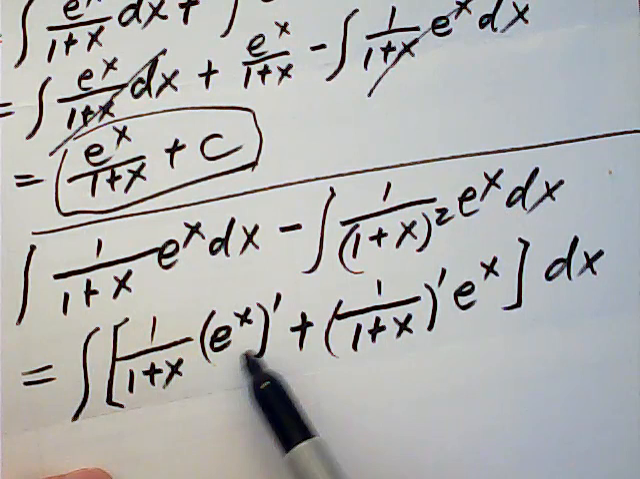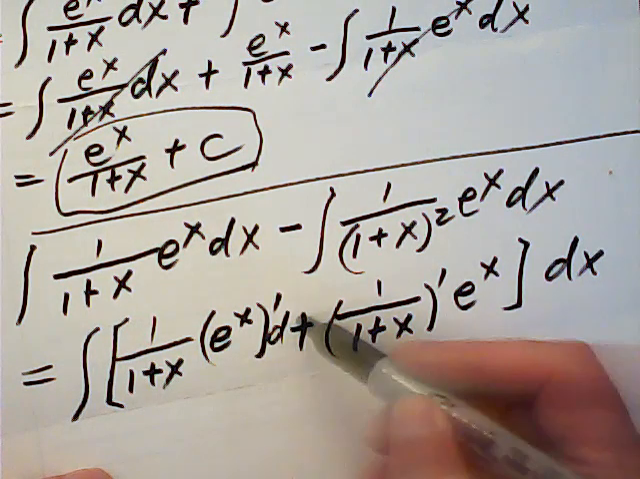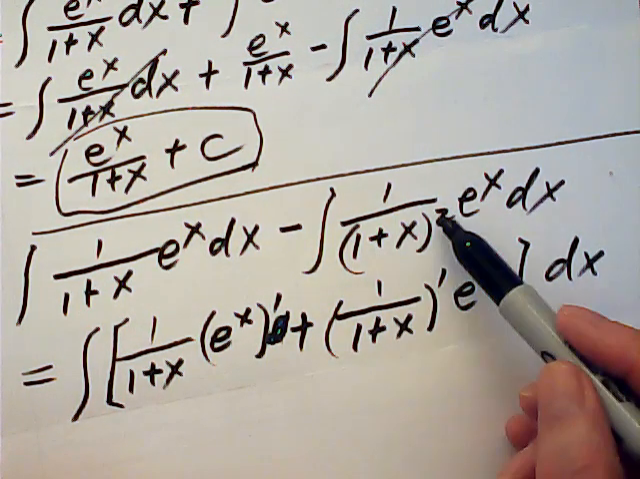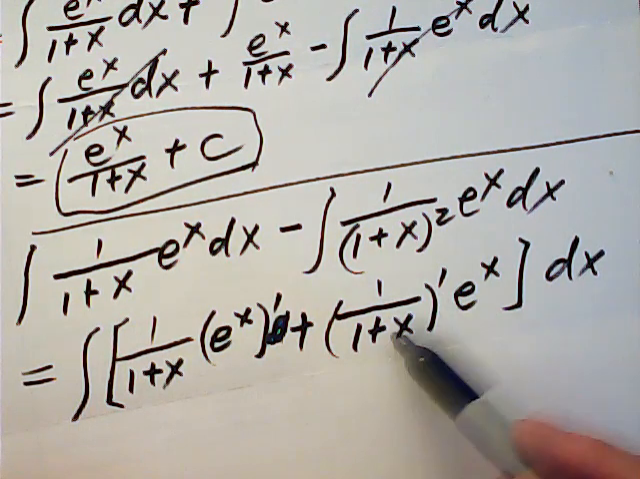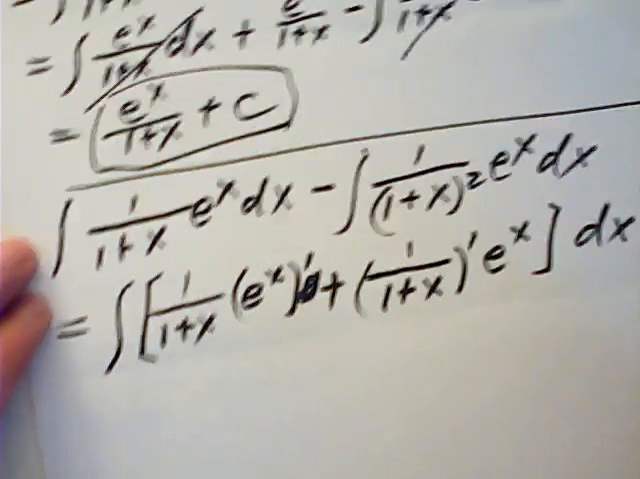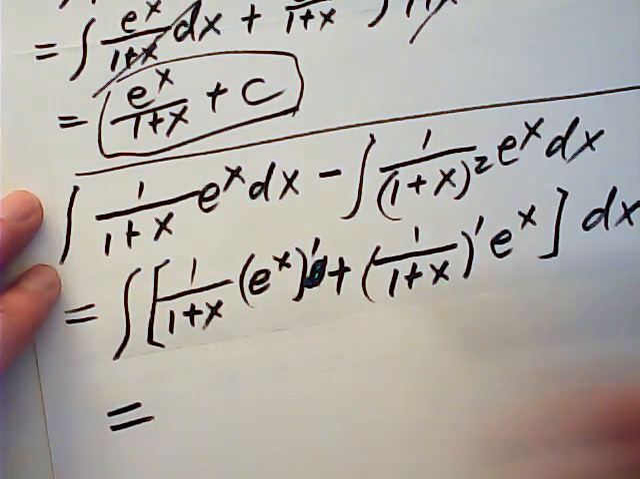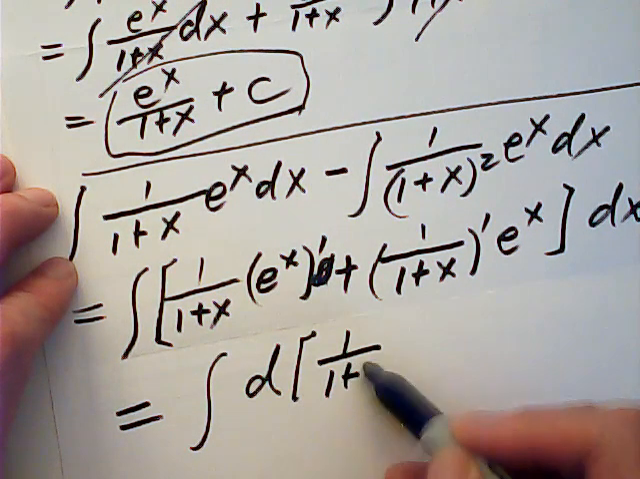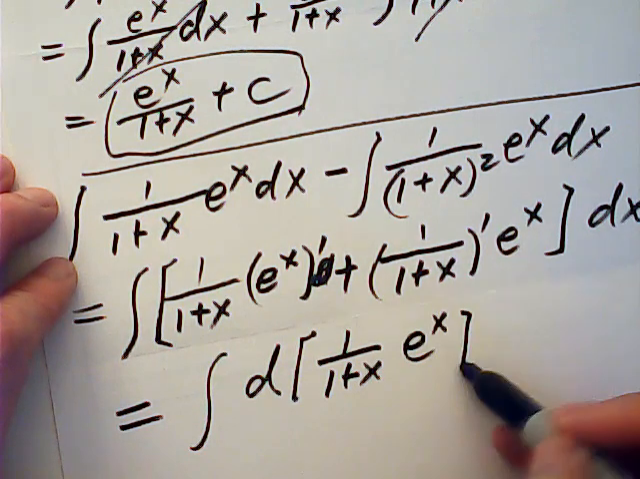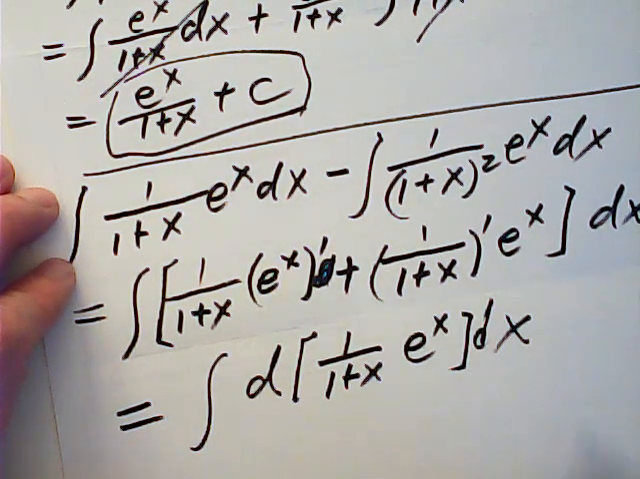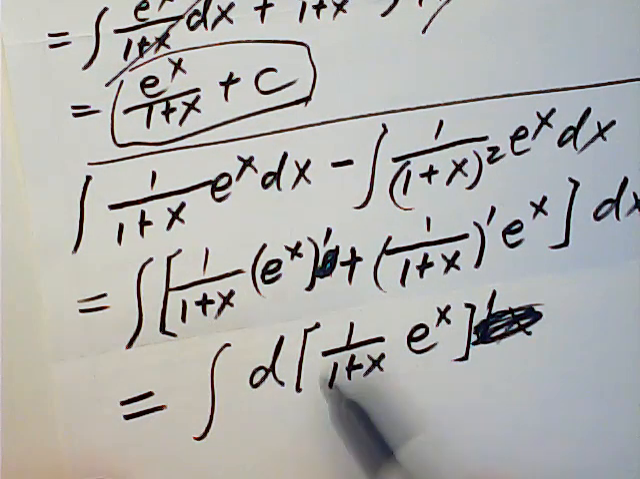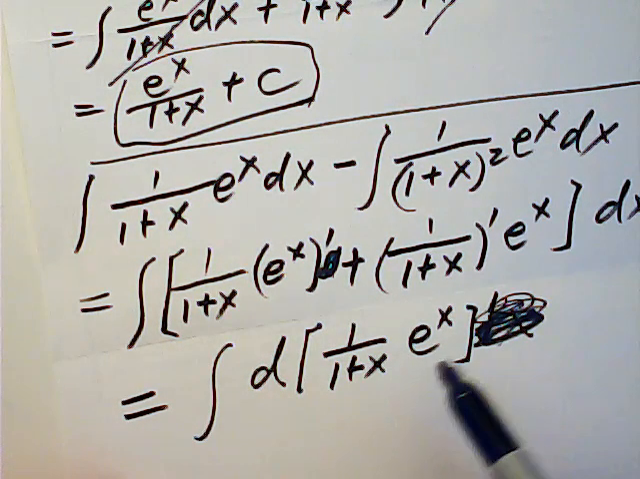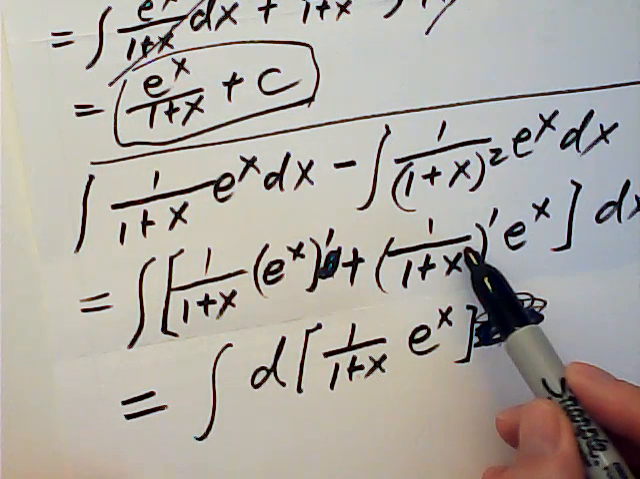e to the x dx is the derivative of e to the x times dx. 1 over 1 plus x squared is equal to negative the derivative of 1 over 1 plus x. So this is the product rule. This is the product rule, the derivative of 1 over 1 plus x times e to the x. This derivative is equal to this derivative times this plus this derivative times that, right?